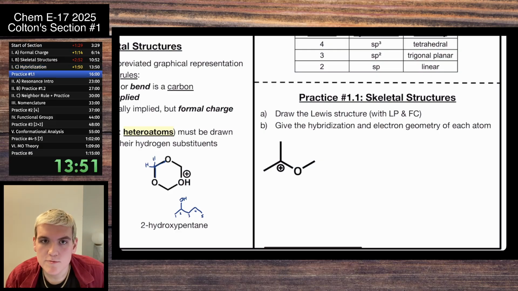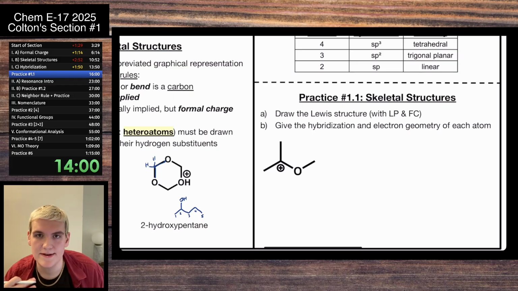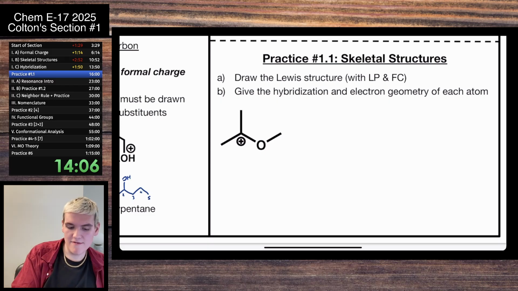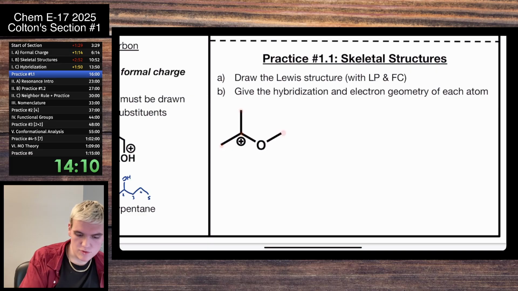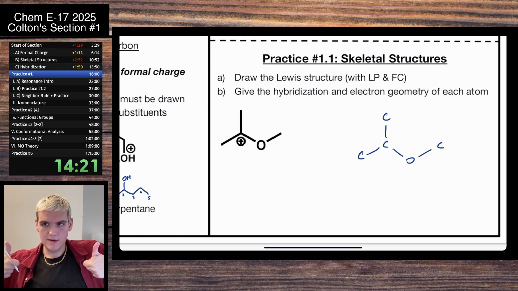So with that, we're going to go into this first practice on the skeletal structures. And first, what we're going to do is convert the skeletal structure into a full Lewis structure. So we are going to do the annoying exercise of drawing out all of our carbons and hydrogens and everything. To start, let's just get a skeleton backbone of everything. We know every unlabeled end and bend is a carbon. So let me start by drawing all of those carbons in. We have a carbon, carbon, oxygen, carbon, carbon. That okay so far?